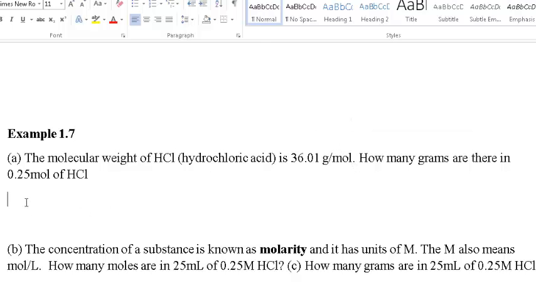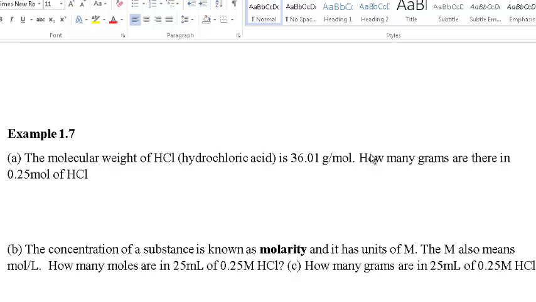This problem also should be easy because it's along the lines of the same problem. Remember, relationships, and relationships. So the molecular weight of hydrochloric acid is 36.01 grams per mole. How many grams are there in 0.25 moles of HCl? So what are we given? We're given that we have 0.25 moles of HCl.